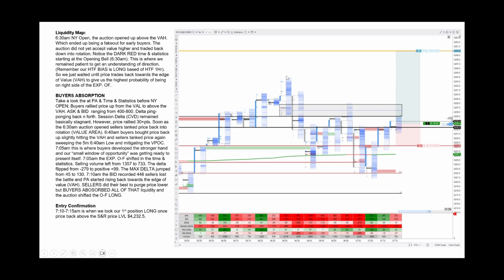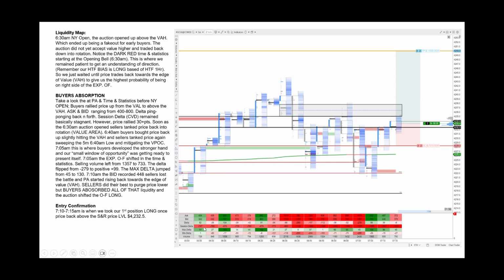Obviously this is pre-market NY. Price came up to, let's just call it around 42.44. So 42.17 to 42.44, roughly about 30 plus points. So the market rallied 30 plus points.